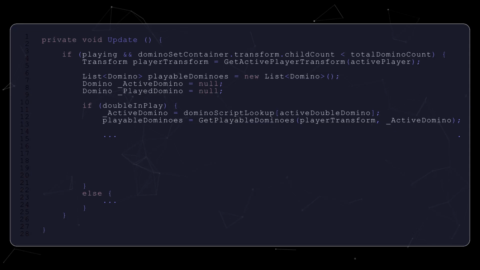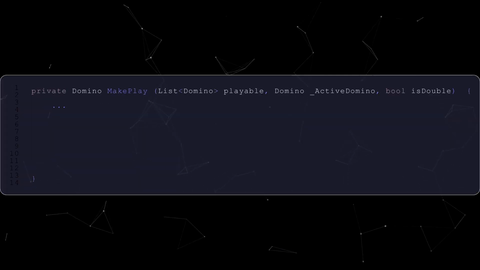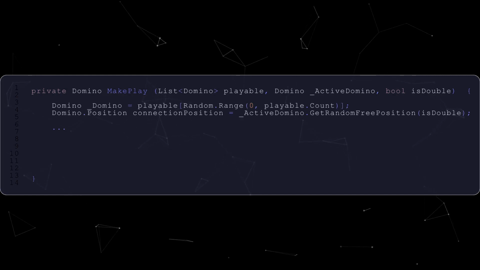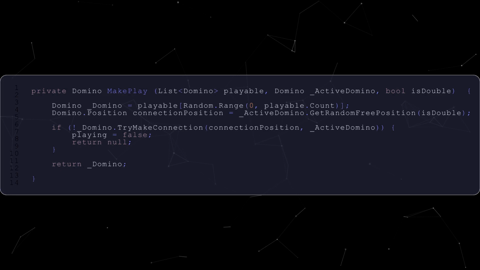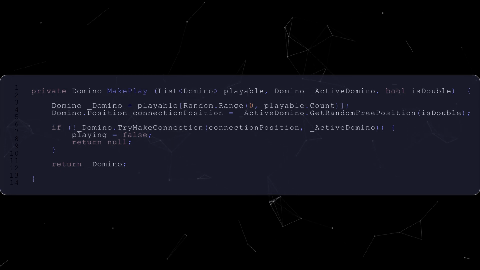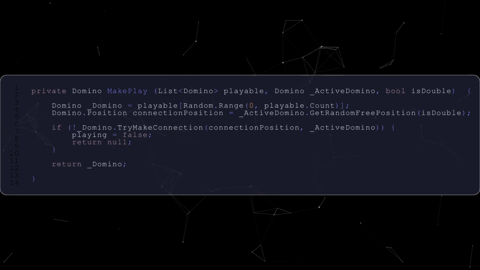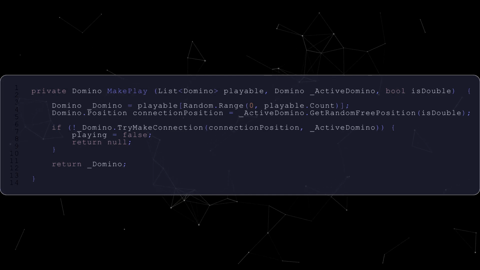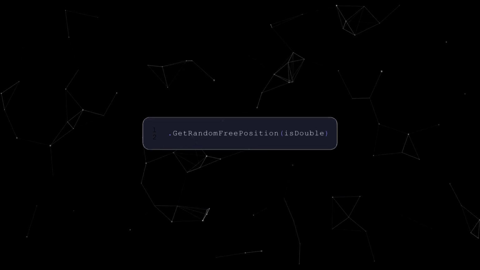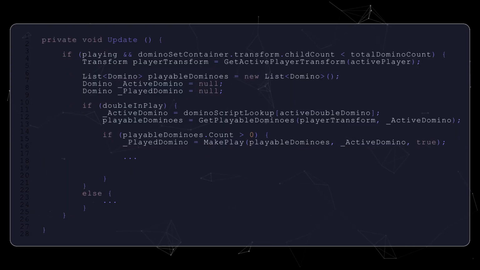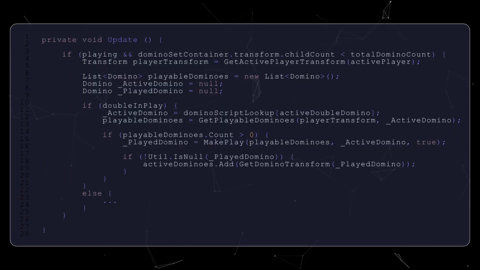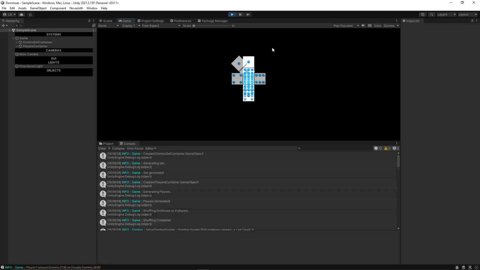So let's get back to taking a turn. If I do have dominoes to play, I make a play with a random domino, where my make play method gets a random free position from the domino in play if there is one, and I try to make a connection with the active domino. If it fails, I bail and we error out, stopping the game. Otherwise, I return the domino that we made a play with. And I'll get into the get random free position and try make connection methods in a moment, but let's continue with taking a turn. I'll add the played domino to the list of active dominoes if we made a play. And the result was a lot better than an error, I guess.